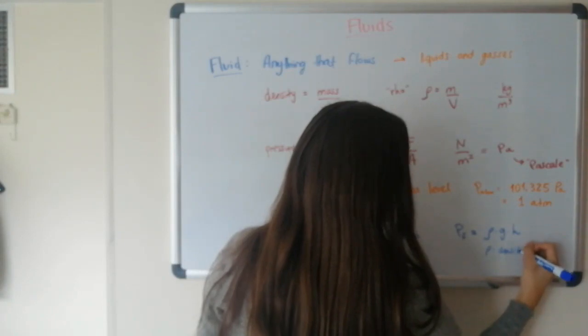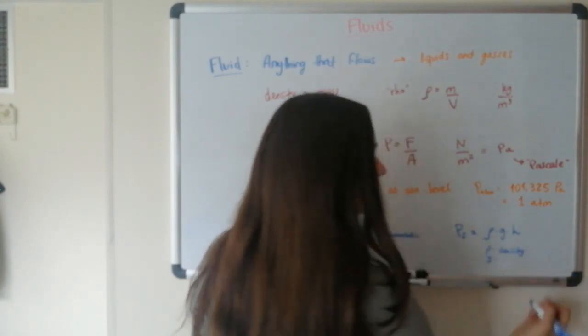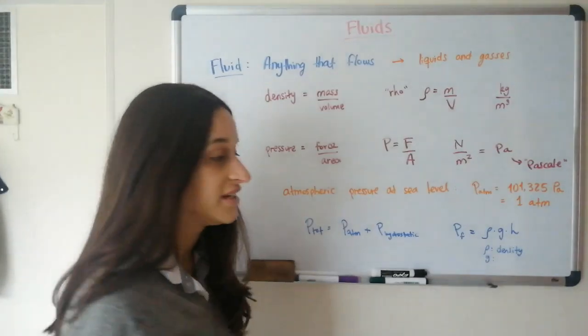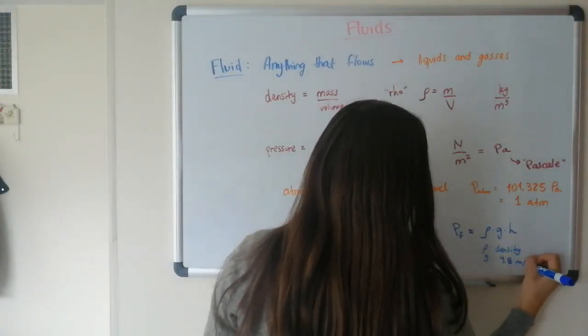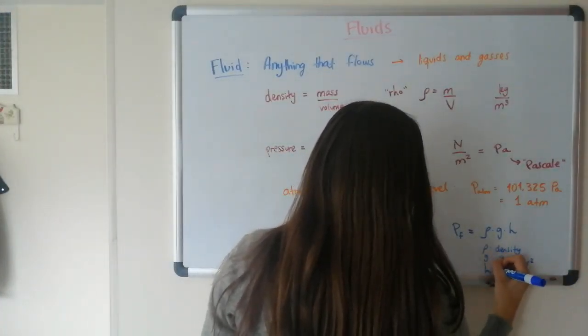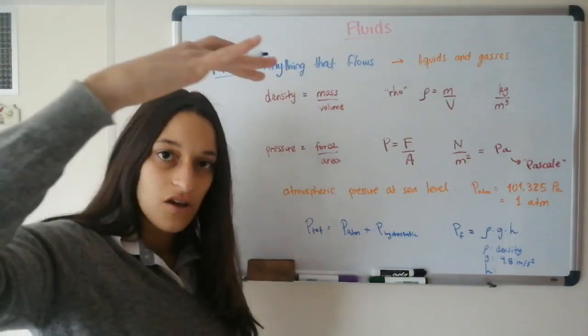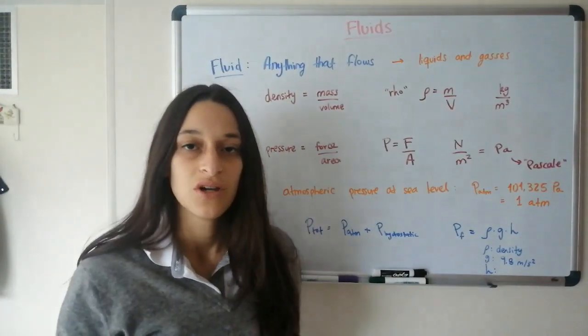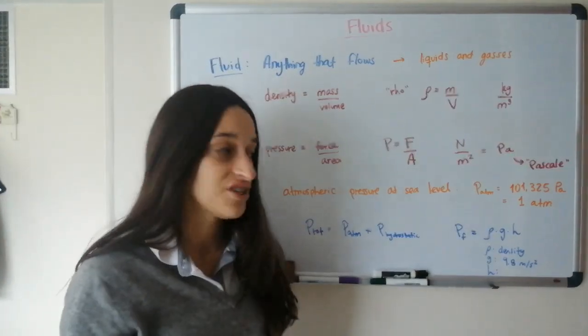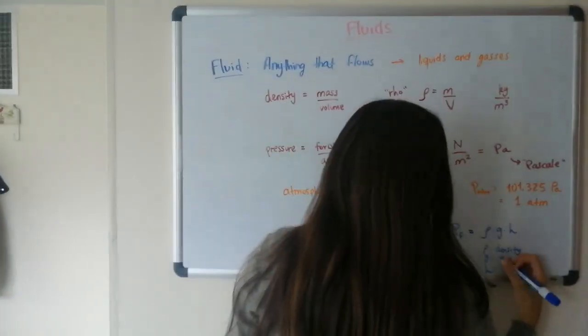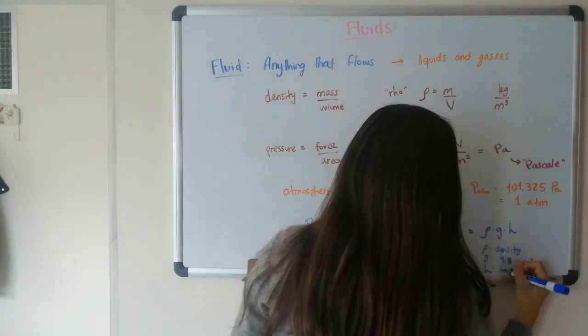Density. G is the constant, the acceleration due to gravity, positive 9.8 meters per second squared. And H is actually the height of water that is above you, so how far beneath the surface you are. So height of fluid. It's always positive.